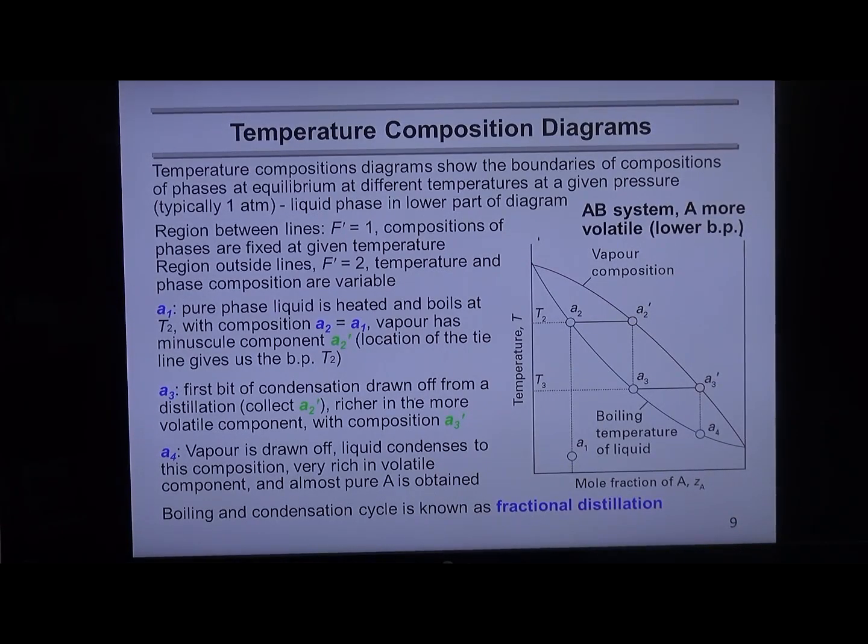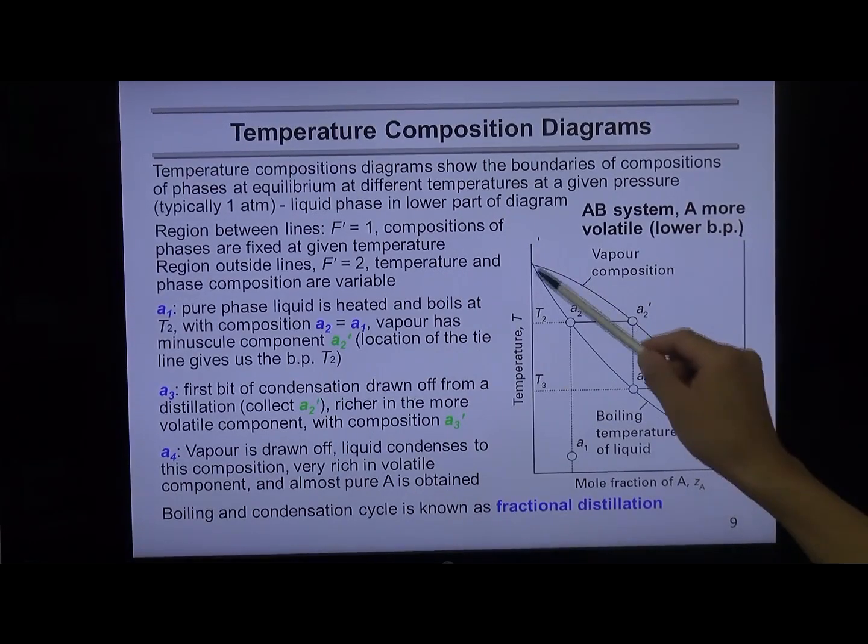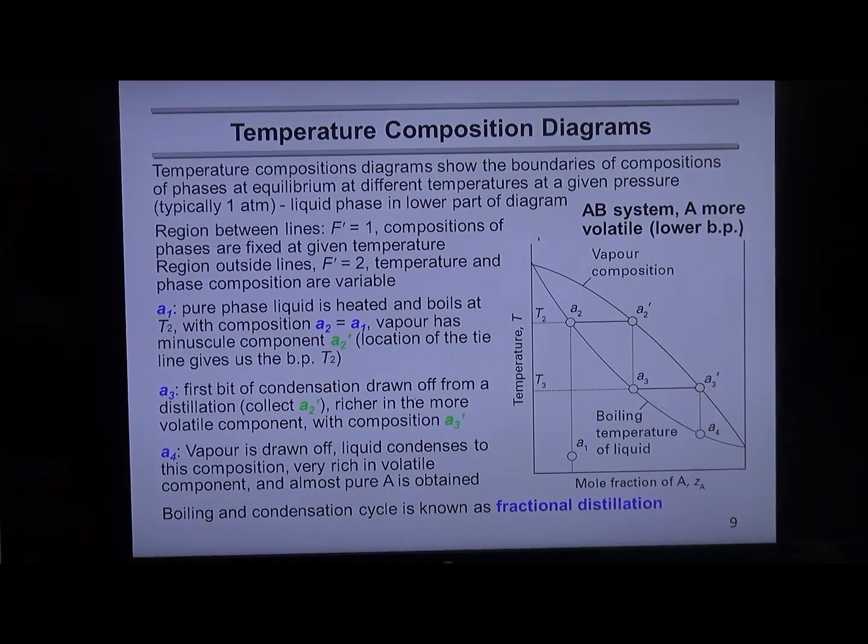And for a simple binary mixture, if A is more volatile, the temperature composition diagram looks like this. There are two boundaries. And you can understand this diagram simply, right? For example, in this region, when temperature is really high, it's vapor. In this region, when temperature is low, liquid. And in between this blue and purple line, liquid and vapor coexist in equilibrium, right?